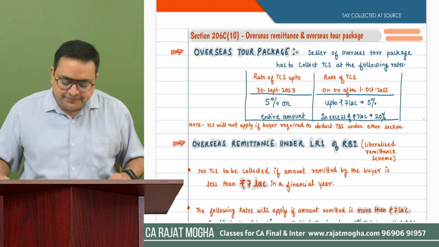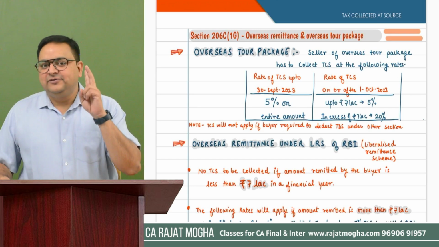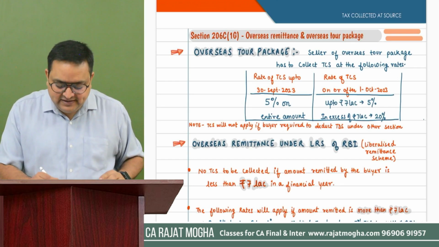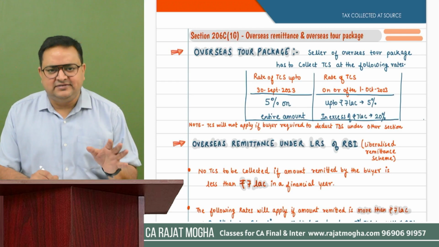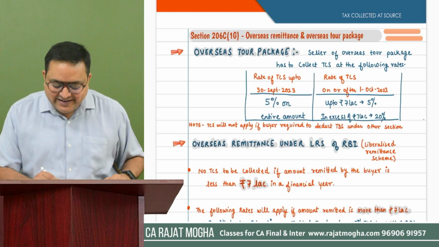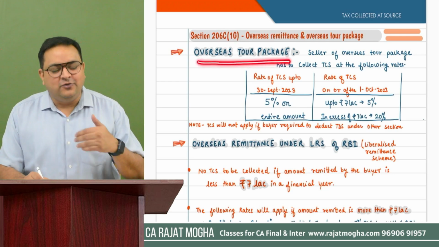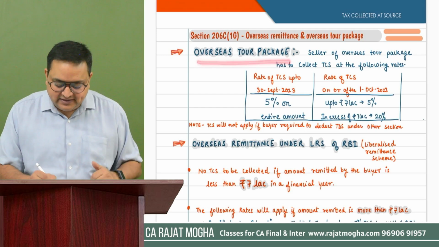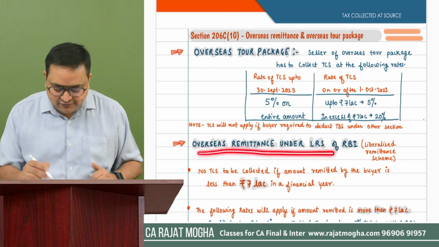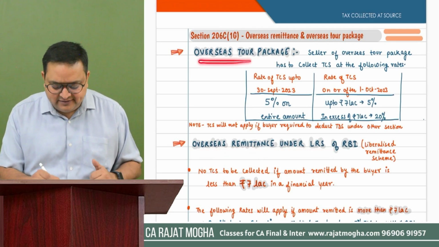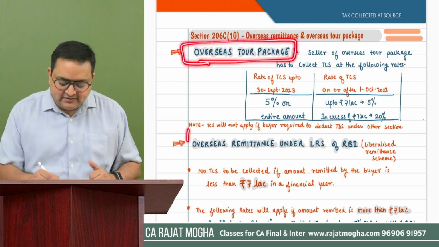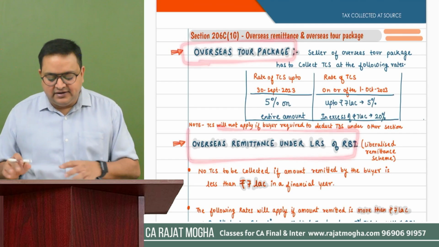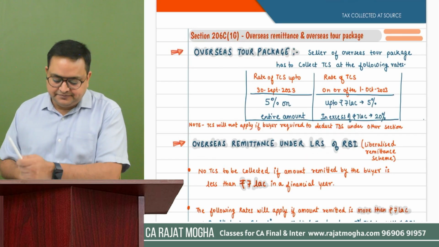What does this section say? Actually, this section deals with two things. This section 206C(1G), no need to remember the section number, but this section deals with two things. One is overseas tour package. Second is overseas remittance. So first I'll discuss them one by one. First I'll discuss this overseas tour package. Then I'll be discussing remittance under the liberalized remittance scheme.